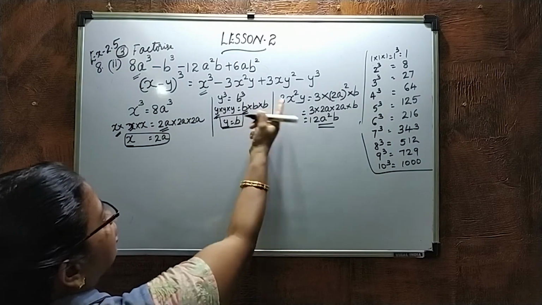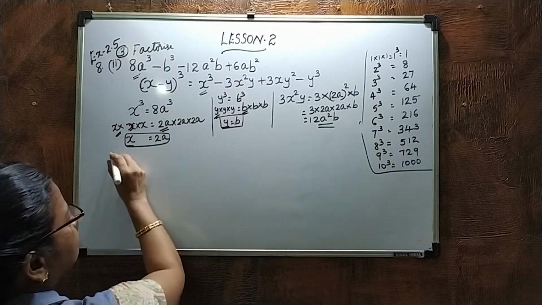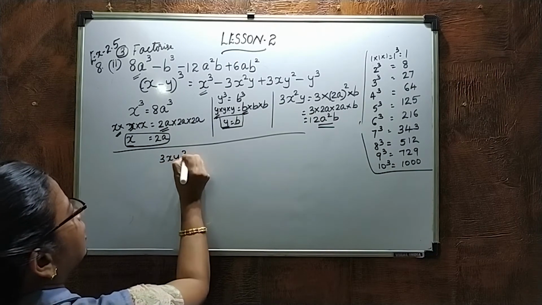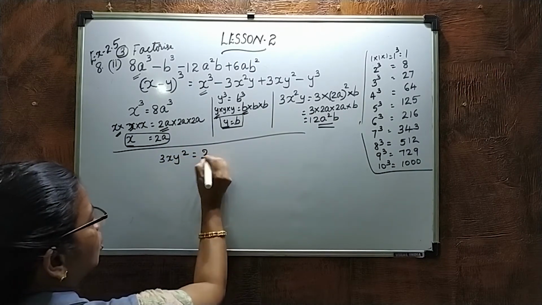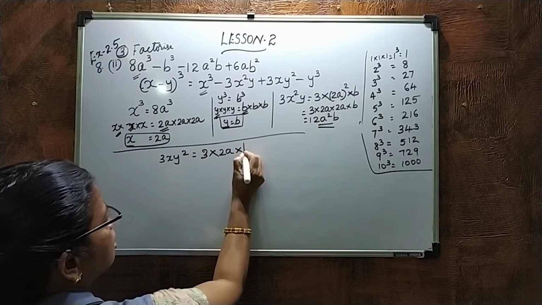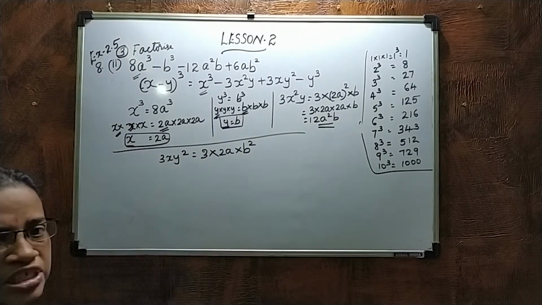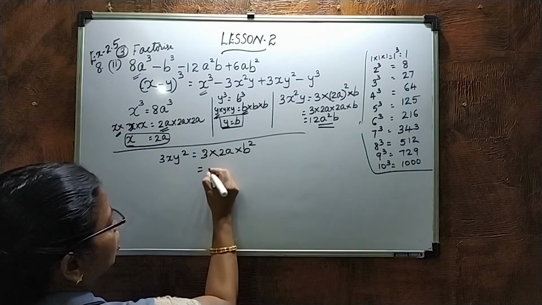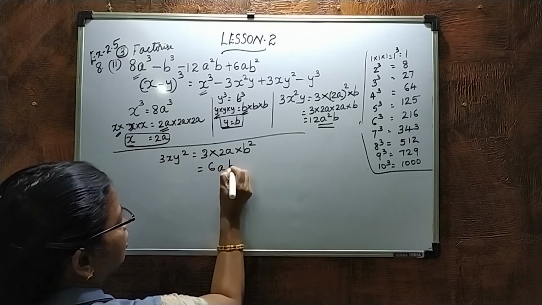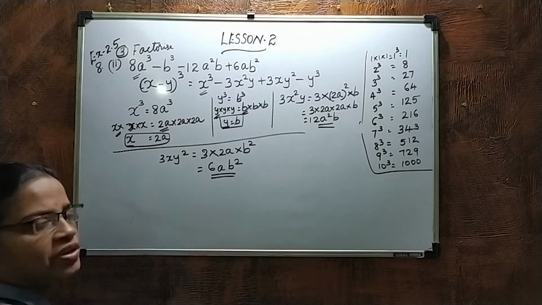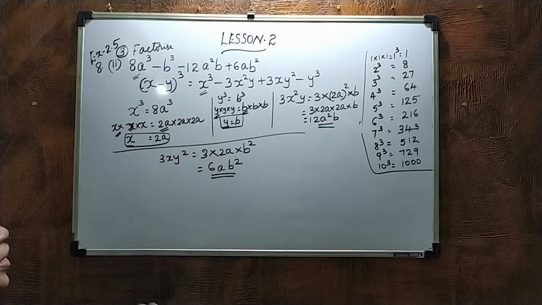Okay. Next one, 3xy square. It is 3xy square equals 3 into what is x? 2a, into y square. Y is b, so y square is b square, equals 3 into 2, 6ab square. It is 6ab square, here also we got. That means our x and y are correct.